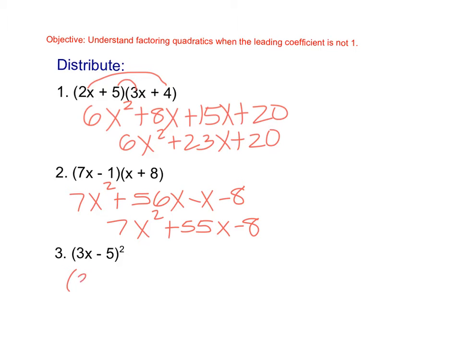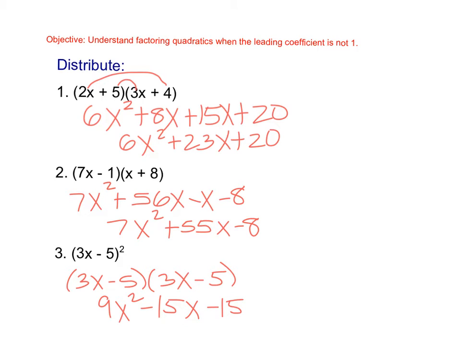And then remember with this one, be careful. A lot of kids do crazy stuff here. It's still double distributing. It's still FOIL. 9x squared minus 15x minus 15x plus 25. So we get 9x squared minus 30x plus 25.